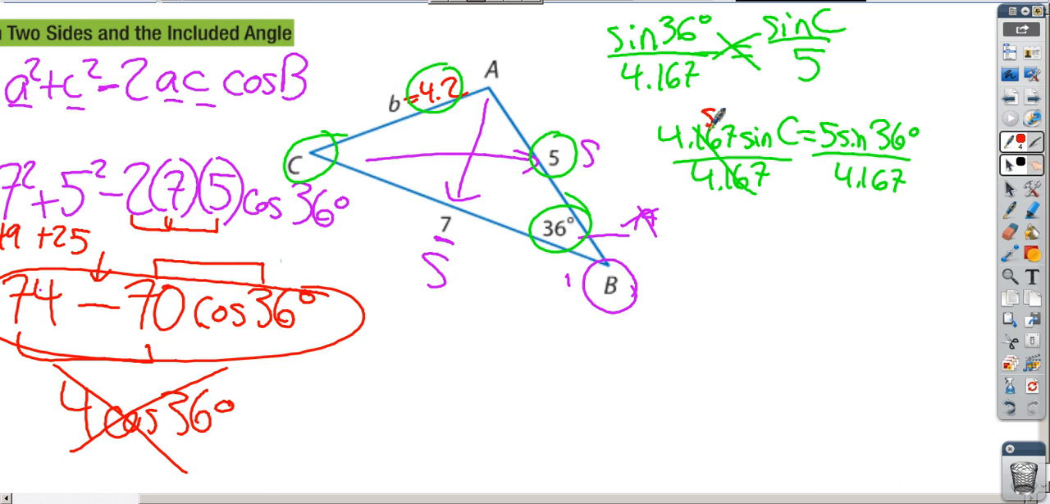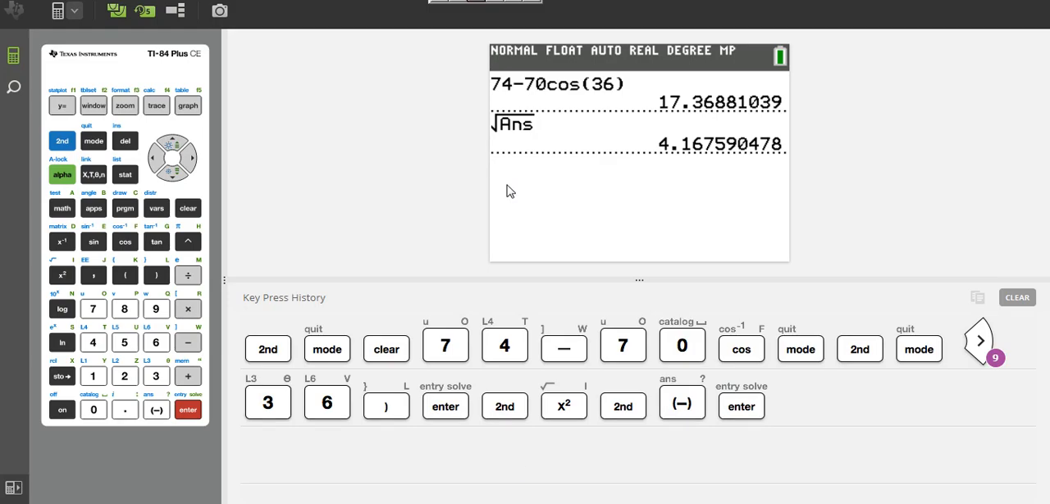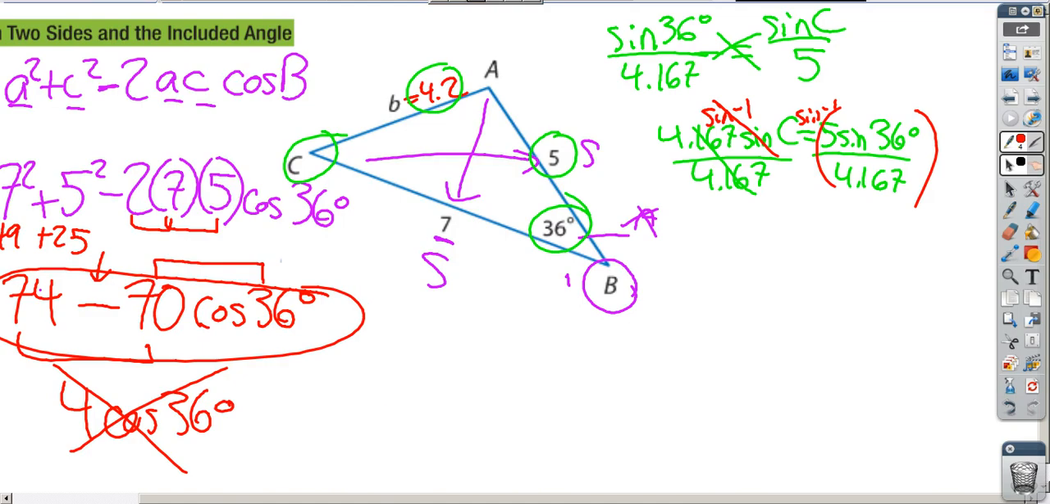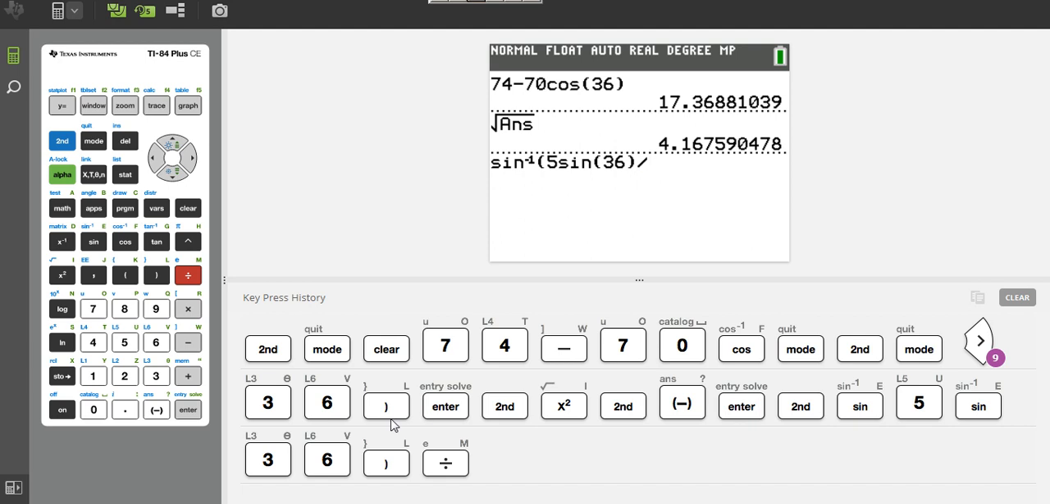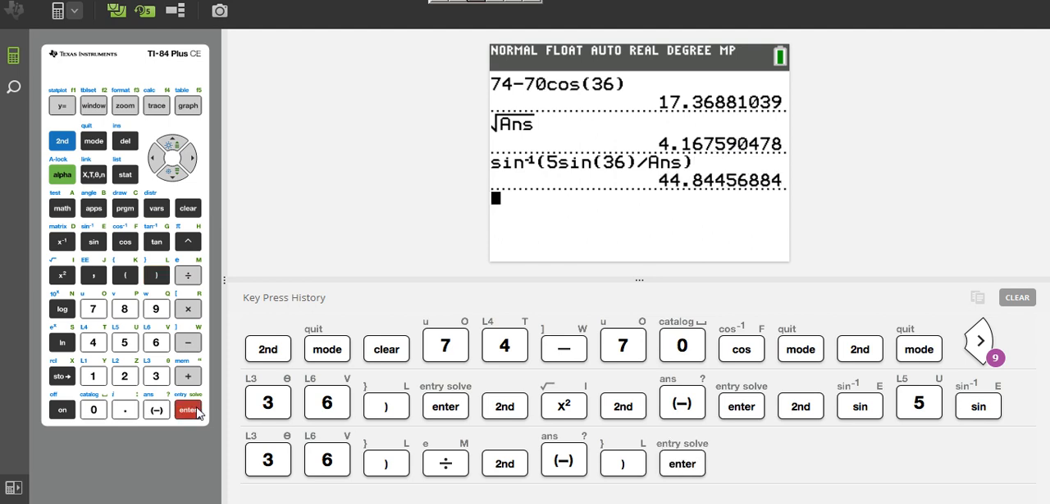So in order to cancel out sine, we need to do inverse sine. So inverse sine of this whole thing right here. Let's do that. And I want to show you how to use that 4.167, the exact answer. Okay, so we're doing second inverse sine. We have to be careful with the parentheses here. So second inverse sine, 5 sine 36, close that parentheses, divided by, and then I don't want to use 4.2, I want to use this 4.16 here. So I'm going to do second answer, and the reason I'm doing that is because that's taking the answer from the last problem, which was this 4.16 number. It's dividing by that. Okay, so you get 44.84.